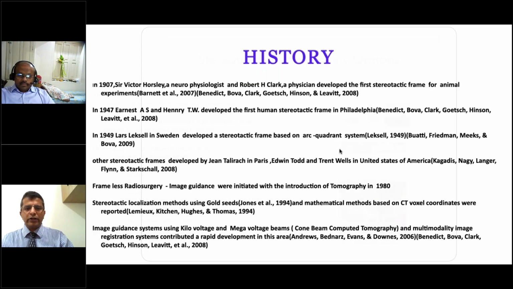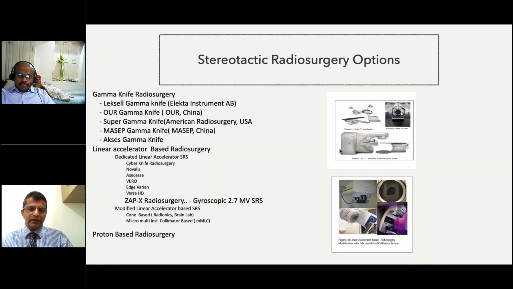So what are the stereotactic radiosurgery options? Although the term gamma knife is often used for Elekta's gamma knife, we need to understand that there are other gamma knife radiosurgery systems from other vendors. Some of the systems in use are the OUR gamma knife from China, the Chinese super gamma knife, American radiosurgery, and many more. Other options to gamma knife are proton-based radiosurgery and linear accelerator-based radiosurgery. I'm not going into the other details.